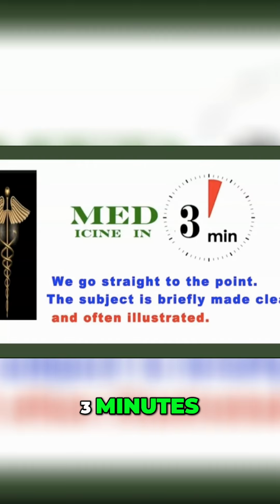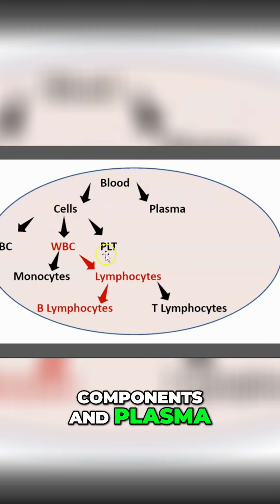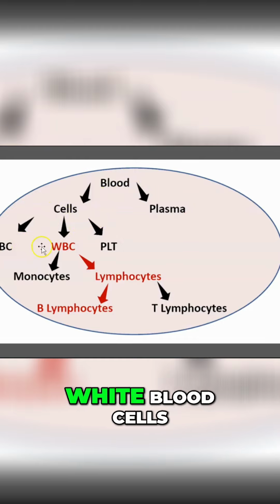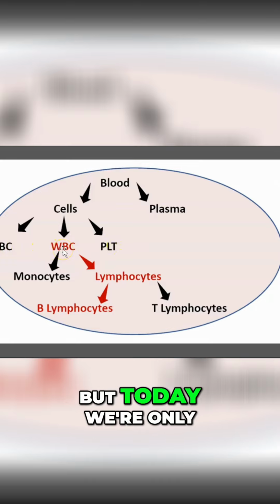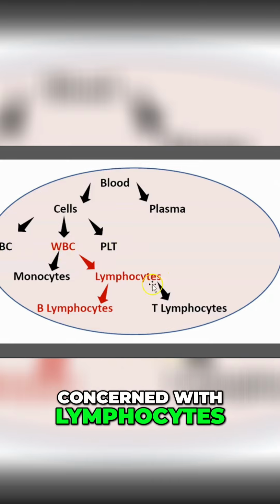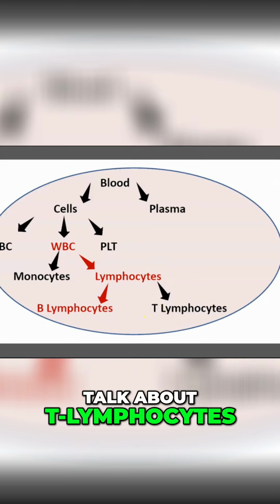This is Medicine in 3 Minutes, and today we're going to be talking about Hodgkin's lymphoma. So looking at blood, you got the cell components and the plasma. For cells, you got red blood cells, white blood cells, and platelets. And for white blood cells, there are actually 5 categories, but today we're only concerned with lymphocytes, namely B lymphocytes, but we're also going to talk about T lymphocytes.